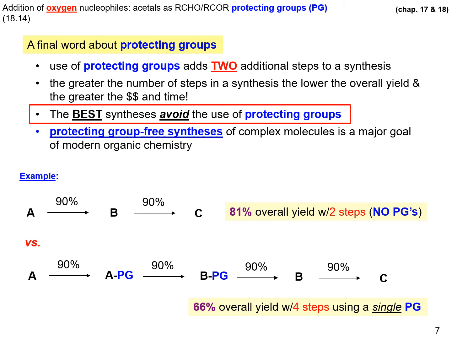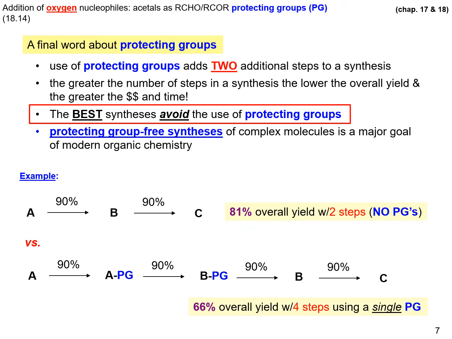And chemists these days are even trying to work out synthesis of complex polyfunctional molecules without the use of protecting groups. That's a hot research topic because of the fact that the more protecting groups you add, the more steps, the more time and money, the lower the overall yield.